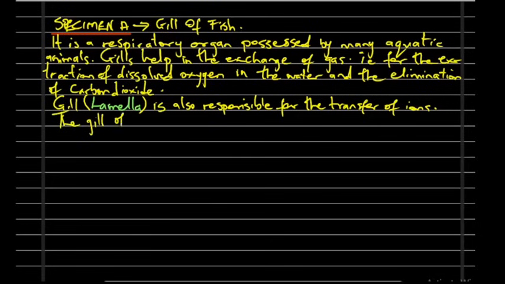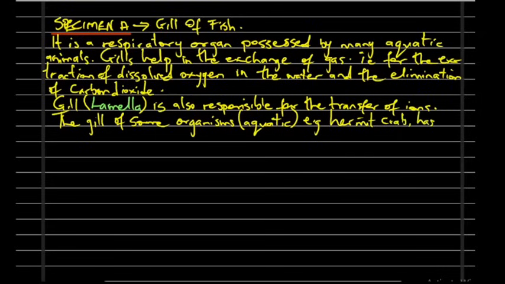The gill of some organisms, we are still talking about aquatic organisms, permits them, let me just give an example, e.g. the hermit crab, has been adapted to the ability to survive out of water.